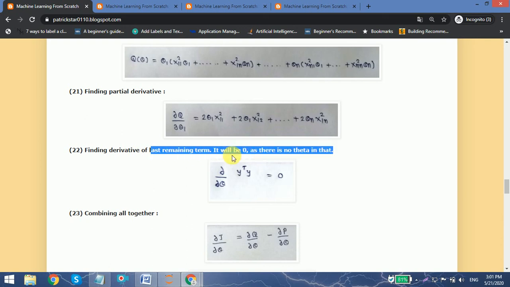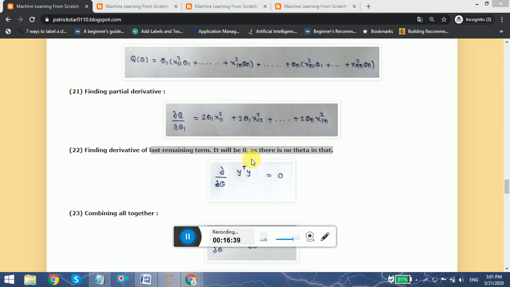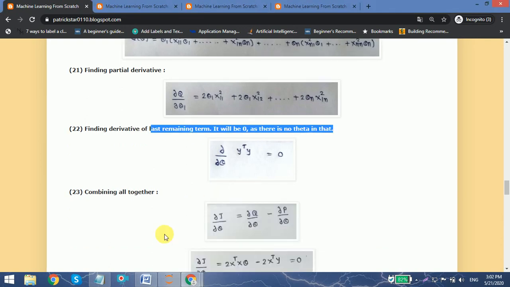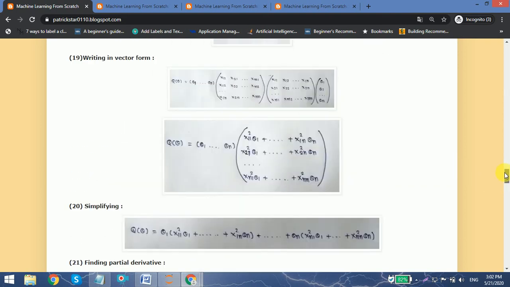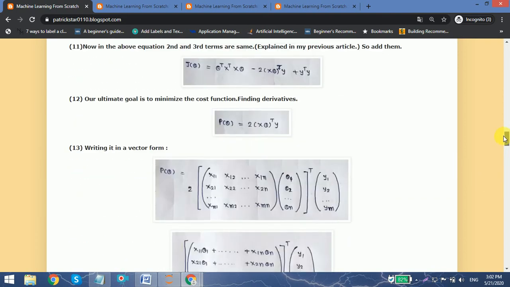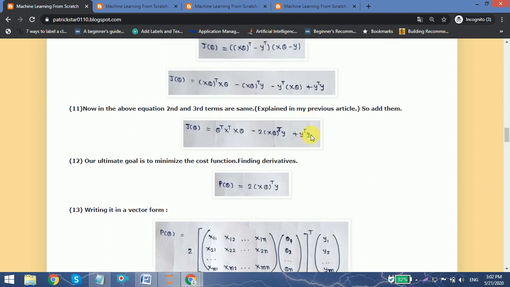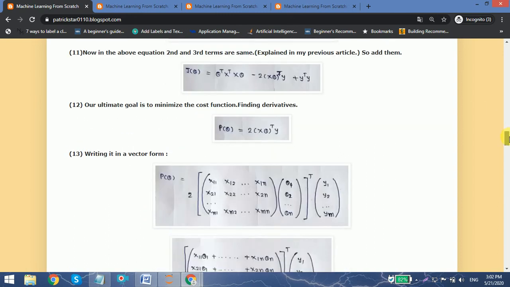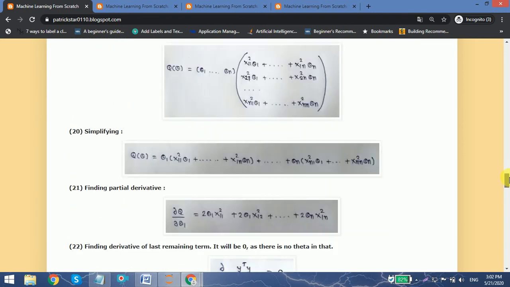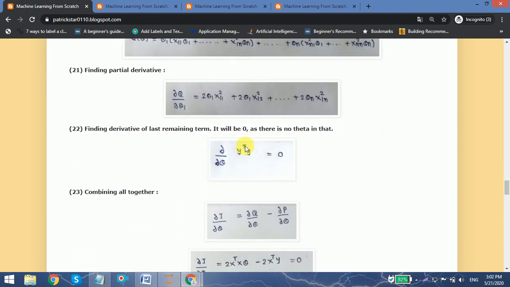So finding the last derivation of our term. Moving ahead to find the partial derivative of this third function, or the last function, that is y transpose into y. But as you can see, there is no theta value in our y function or in this dot product, and our partial derivative of y transpose into y with respect to theta will be 0.